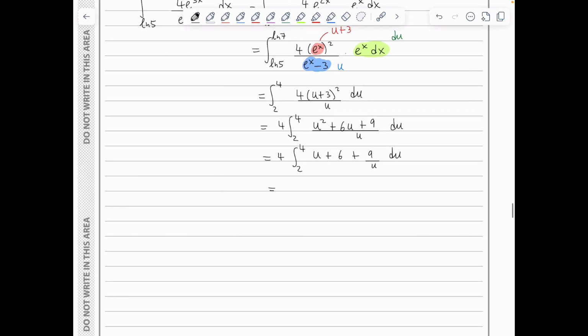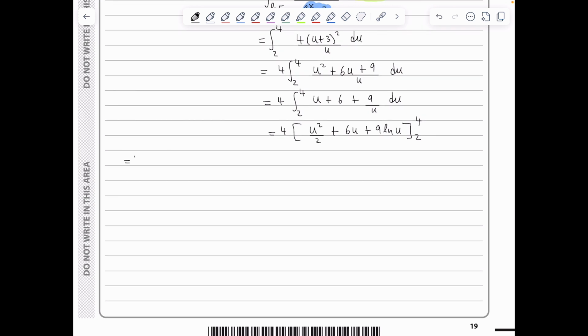We are looking at 4 times: the integral of u is u squared over 2, the integral of 6 is 6u, and the integral of 9 over u is simply 9 ln u, and the limits are 2 and 4. So I will proceed in substituting the upper limit.